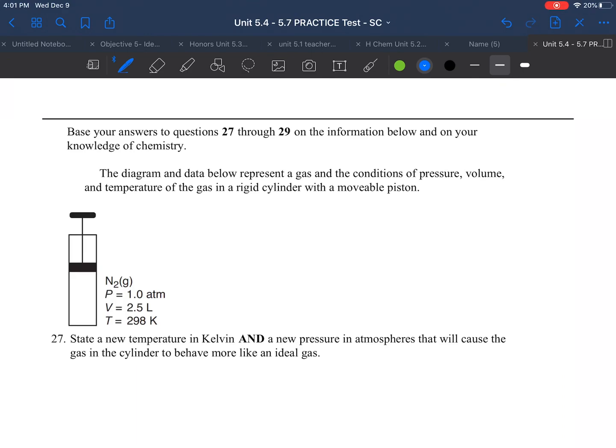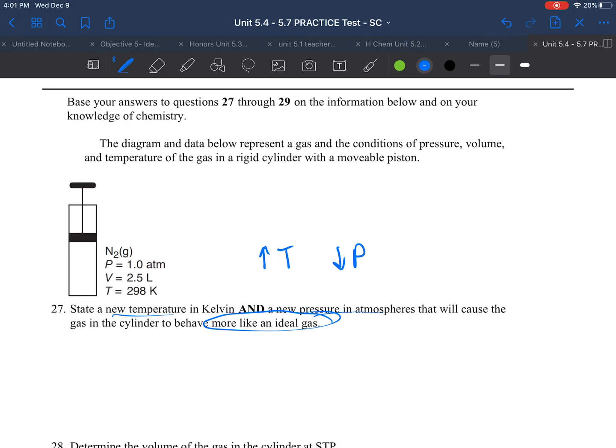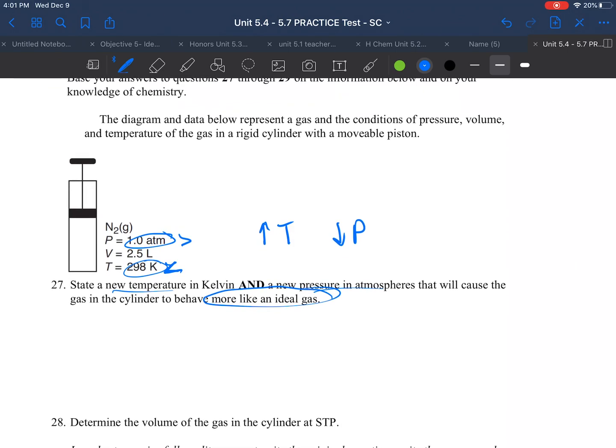Using this information, answer the following questions. And so what it's asking in 27, what's a new temperature and a new pressure that will cause it to behave more like an ideal gas? And so you have to think of the conditions that create the environment for an ideal gas. That is going to be high temps and low pressures. So all you'd have to state for this problem is a temperature that is greater than 298, and a pressure that is less than 1 atm. Anything less than 1 atm would be an okay answer, and anything greater than 298 would work too.